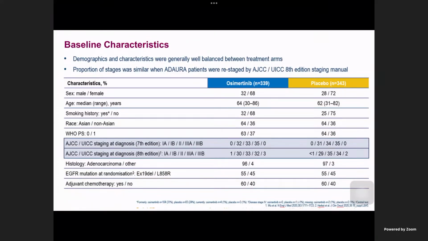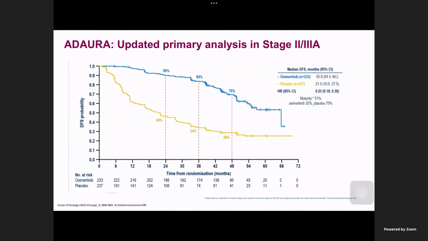As expected, they were quite well balanced in the demographic profiles, in gender, histology, and the factors that matter, that is the EGFR mutation status. So coming to the results of ADAURA. These are the updated results which were presented at ASCO 22 and ESMO 22.